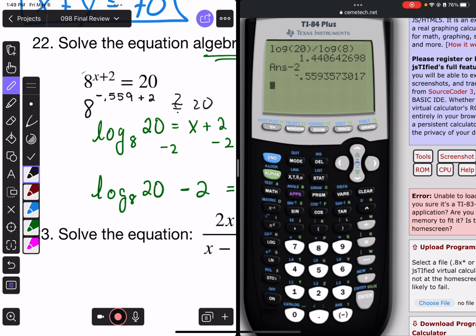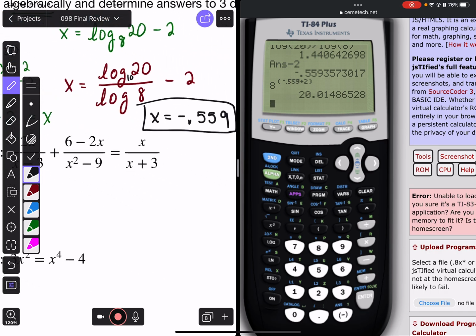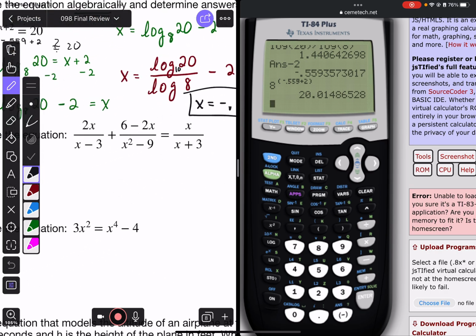So I'm just going to type that into my calculator the way it is. I'm going to go 8 raised to the, and I'm going to put it in parentheses, negative 0.559 plus 2. Now remember, this won't give us exactly the 20, probably, because we've rounded off the 0.559. There's all those other decimal places, so this will be close to it. And so we check it out. Yeah, it gives us about 20.01. So we're pretty confident. Yeah, negative 0.559 is my answer.